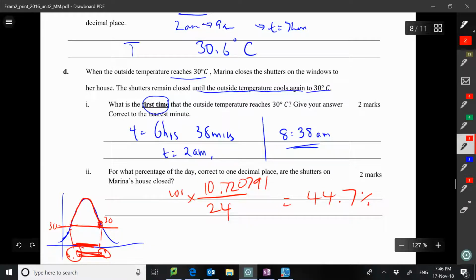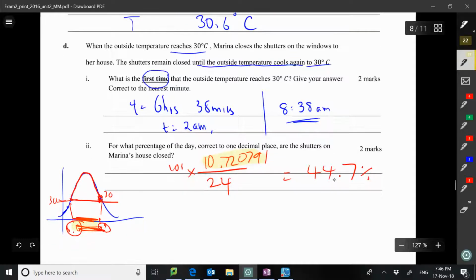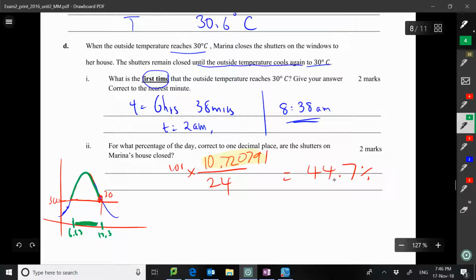So for those who are confused, this is the time at which I calculated on the bottom here. I worked out how long did it take. So I'll draw it again. I was working out how long it was from the first time to the final time. It was 6.63 and this was 17.3 something. So I know that between this time, that's when it's shut. Okay, and it only opens again when it cools down.